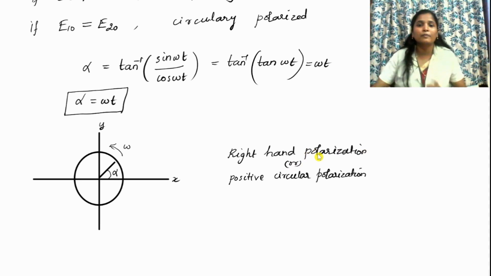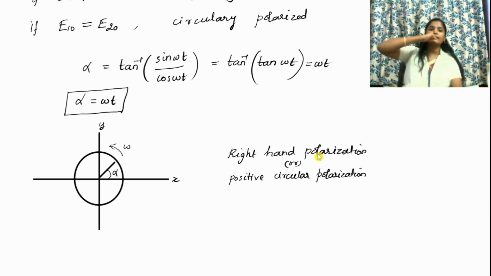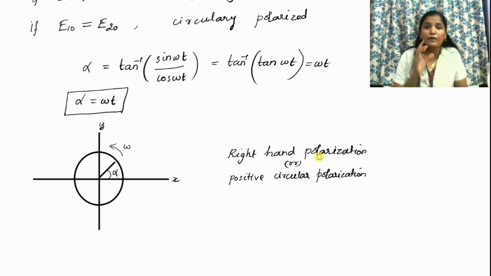Okay, because it follows the right hand rule, if the electric field is moving in this way, and you use your fingers in this way, the electric field is rotating from x to y direction, in the counterclockwise direction. Our thumb points in the direction of propagation, so it is propagating in this way. Because of this, it is known as right hand circular polarization.